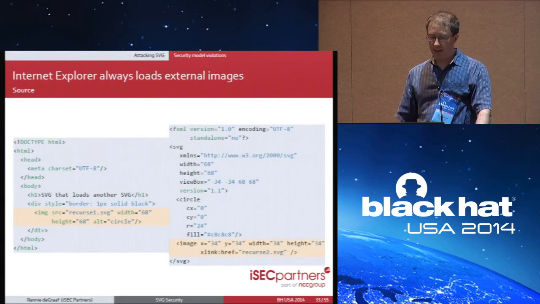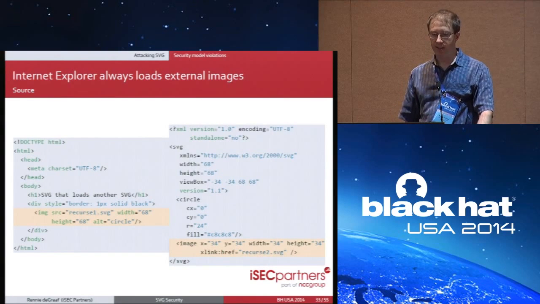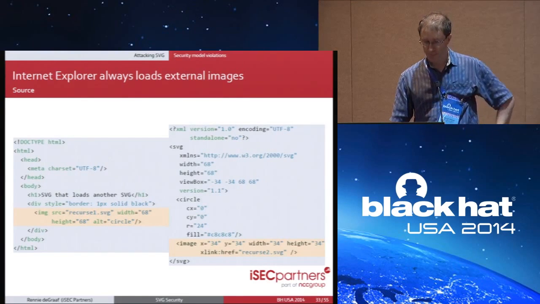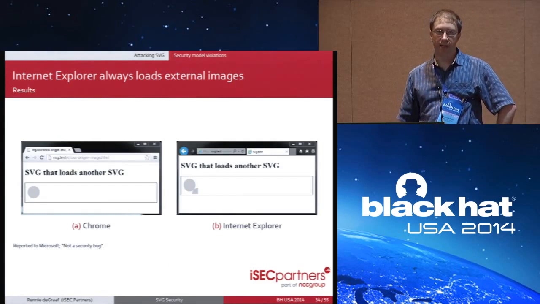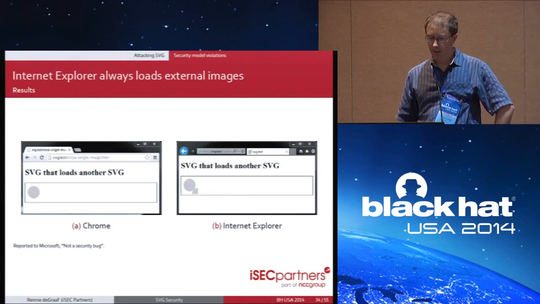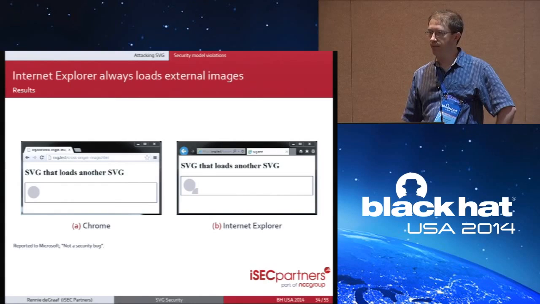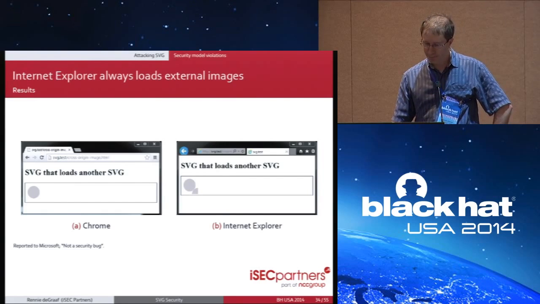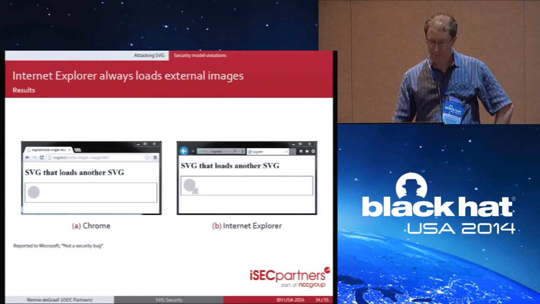Back to Internet Explorer again, it always loads external images, even inside the static document context. So here we have an HTML file that loads an SVG, and the SVG loads another SVG using an image tag. If I load it in Chrome, it behaves as expected, just a circle. But in Internet Explorer, it loads the circle and then tries to load the second circle. And it appears that there's a rendering bug there where it doesn't scale it down to half size, but whatever. It's not important right now.